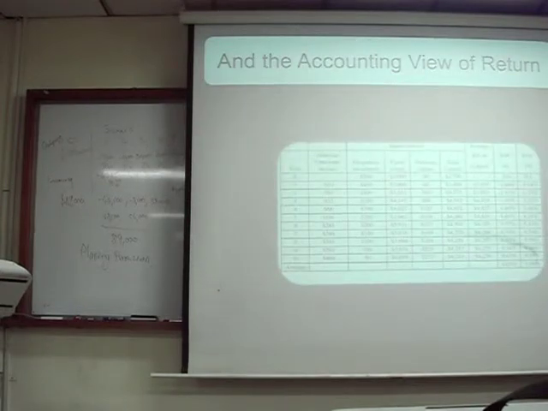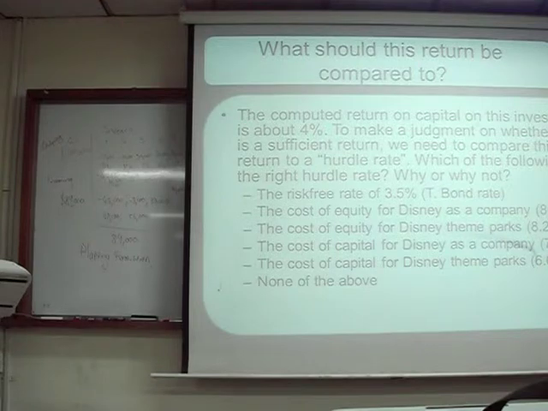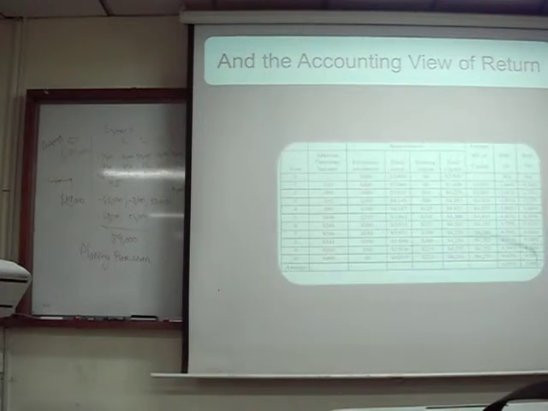Okay? So we then can make this this way. These are the same numbers that we had here, listed here. The year and the profit or loss. Okay? And we can then calculate our return on capital for each year. So we can see that we make a return of about 4% a year. So here we can see the value, the average is 4%.